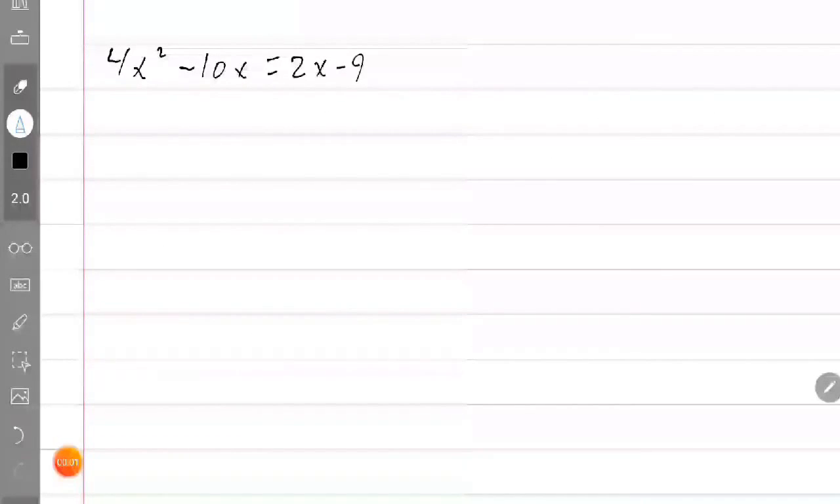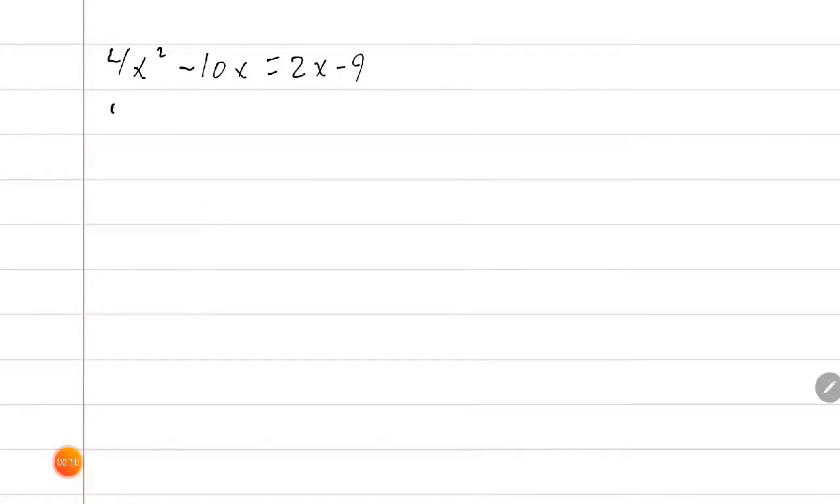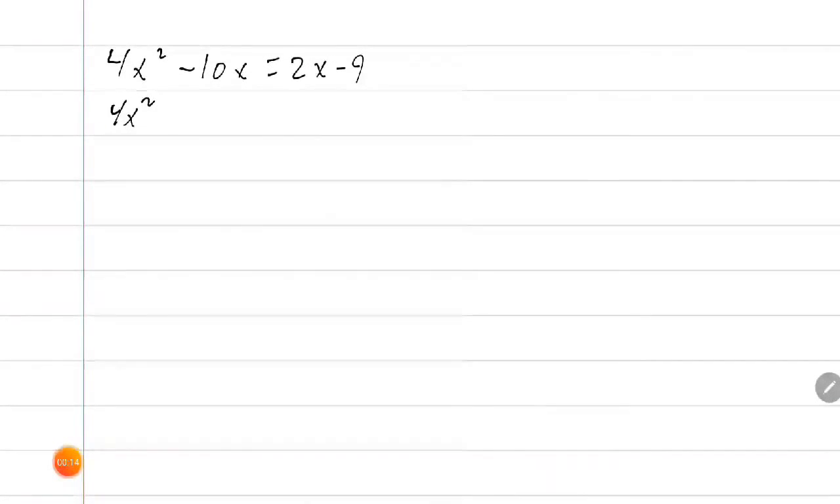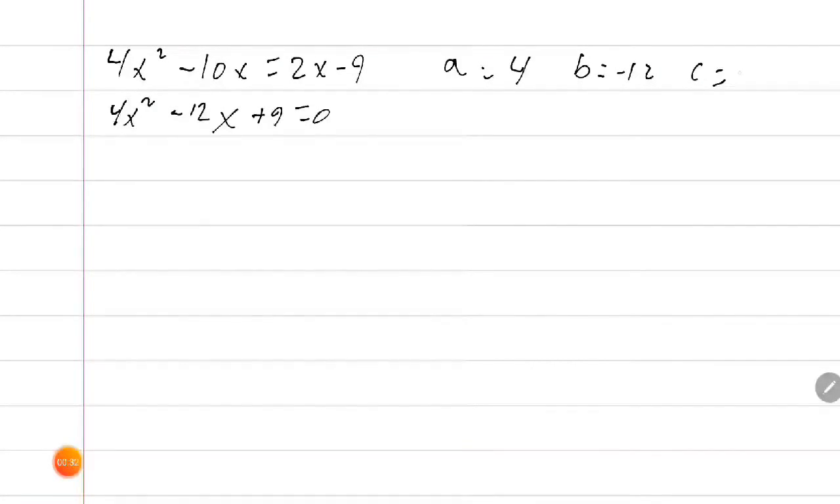All right, number 2. For number 2, we have to move around a little bit more. Move everything to the left, like normal. So I'll have 4x squared, and when I subtract 2x over, negative 10 minus 2 is negative 12x. And then plus 9 equals 0. So my a value is positive 4, b value is negative 12, and c value is 9.